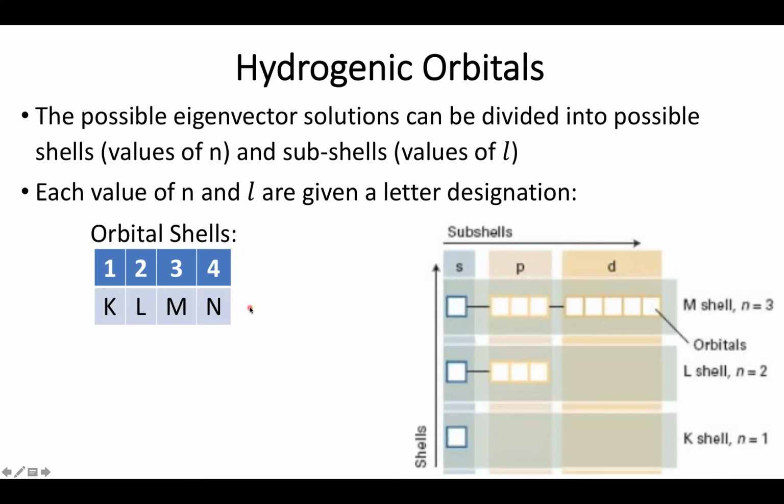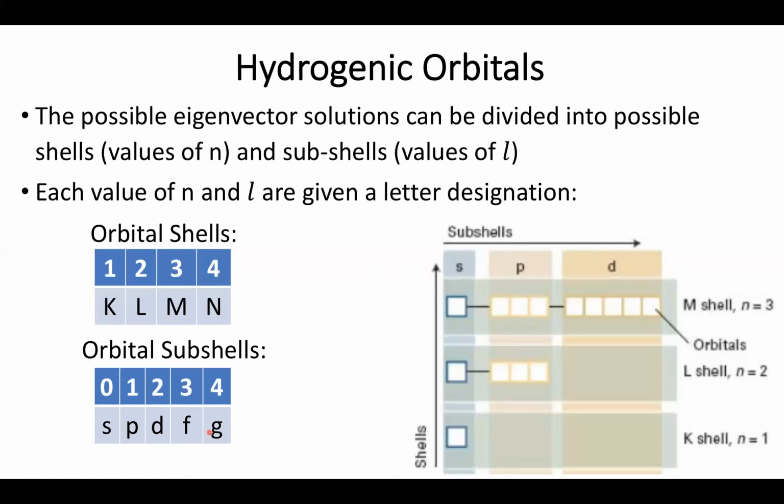This is to help keep them separate from the subshells, which are based on the L values. If L equals 0, this is the S subshell. L equals 1, P, then D, F, G. If these look familiar, this is because we use the subshells to denote orbital shapes, where the S, P, D, F orbitals denote the corresponding L value. And again, by convention, these should always be given in lowercase.